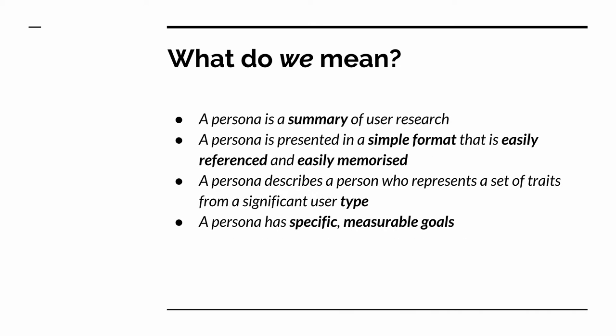So what do we mean? Like, in terms of UX and strategy, what is this talk about? What am I talking about? I'm really talking about a persona as a summary of user research, and this is sort of the most important piece of the puzzle. It's a document, it's presented in a simple format that's easily referenced and easily memorized, and it describes a person who represents a set of traits from a significant user type, and it has specific measurable goals. So this is, for me, the definition of the UX persona, and what this talk is about.